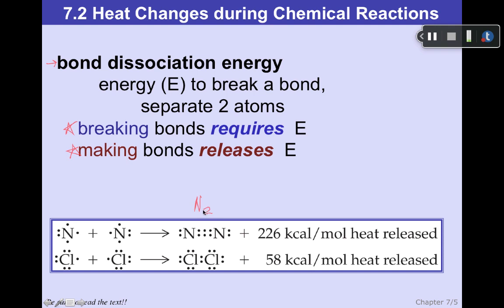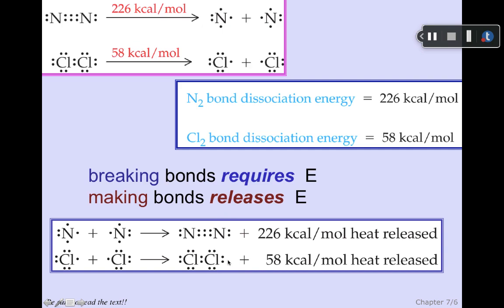If you combine two chlorine atoms to make a chlorine molecule, you end up with a significantly different value, much less, fewer kilocalories per mole of chlorine molecule formed. And in fact, this is directly correlated to the idea that you have a triple bond in nitrogen and a single bond in chlorine. So the more bonds formed, the more energy involved. So the reverse will also be true. Breaking apart nitrogen takes more energy than taking apart chlorine molecules.